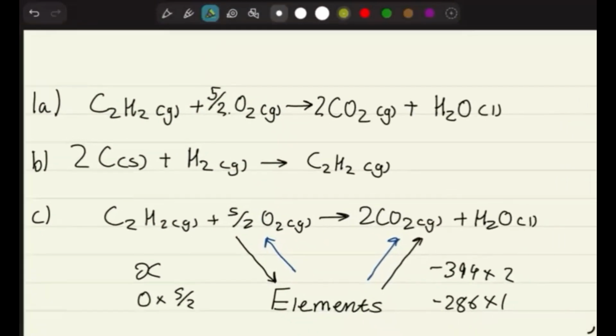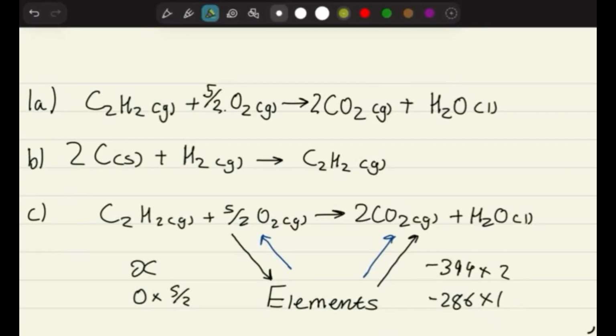Okay, it's answer time. So first one, we're just doing combustion of this product. I think it's called ethylene. Not too complicated if you know what you're doing. And then same with the formation for part B. Again, shouldn't be too complicated. And state symbols is pivotal.